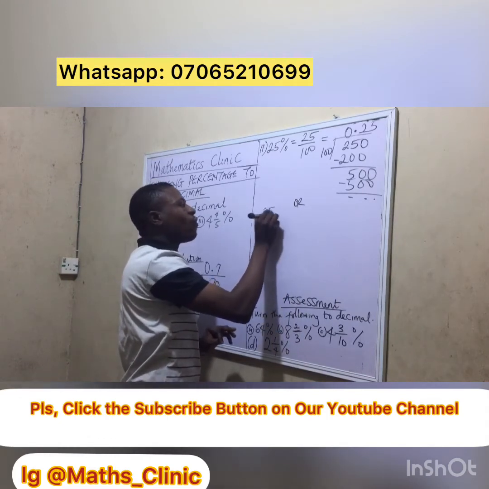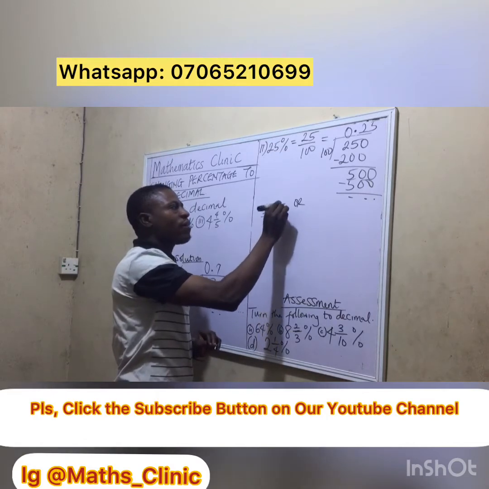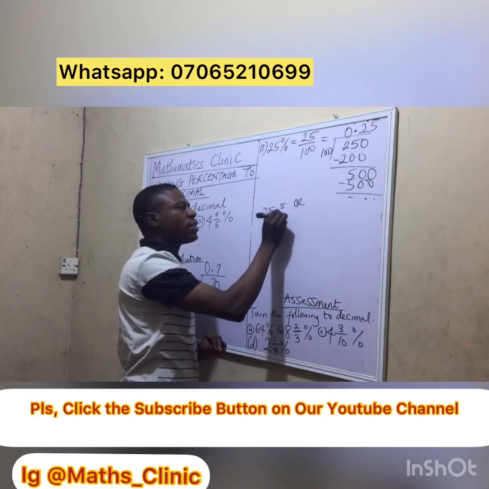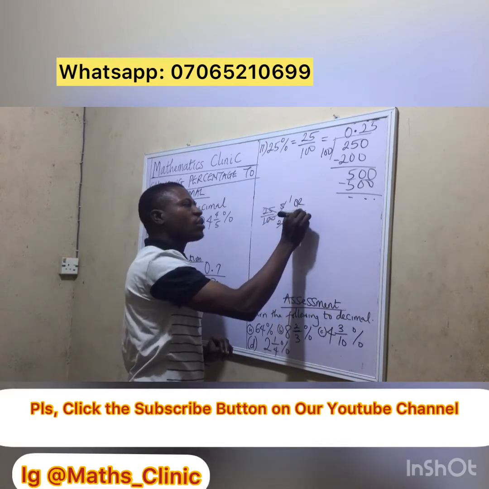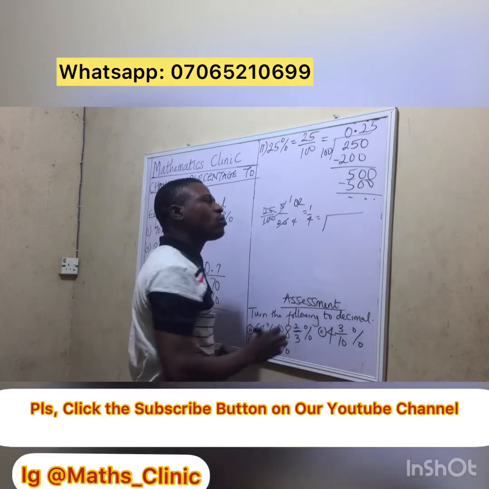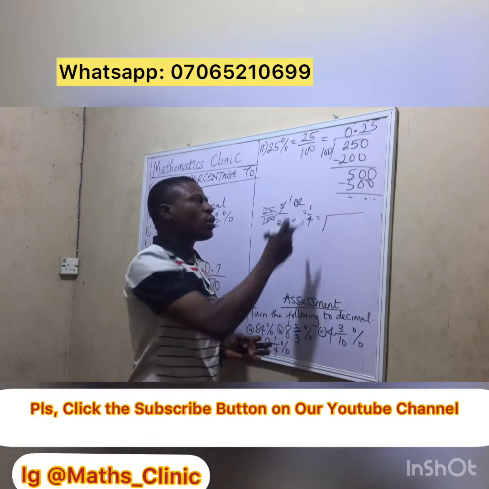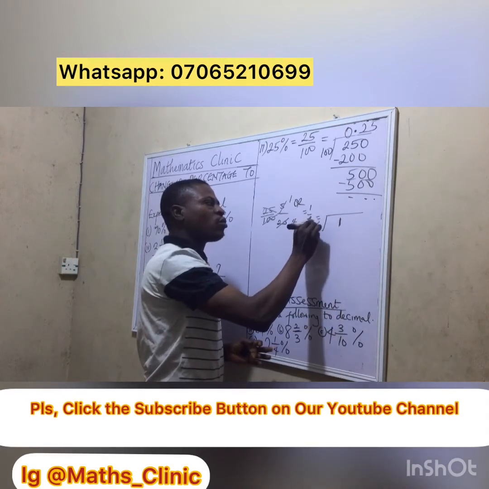The second method for this one: 25 over 100. What can go? 5 here, 5. 5 in this place, 20. 5 can still go. 5 here, 1. 5 here, 4. That will give you 1 over 4. And this 1 over 4, what are you going to do? Take it to decimals too. The top number will be inside, while the down number will be outside.